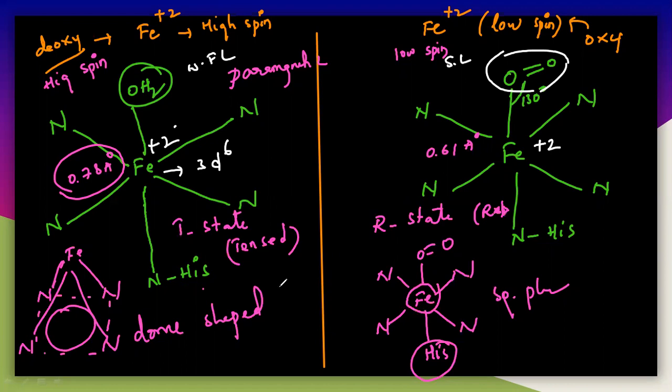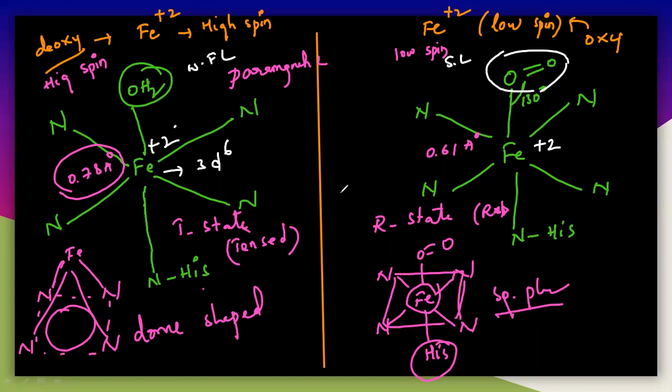Deoxyhemoglobin is a high spin complex with the water molecule as a ligand, so a weak field ligand. Generally it is paramagnetic and it is also called the T state. Reversely, if you take oxyhemoglobin, it has bent oxygen at 130 degrees. It is also called the R state, and you will get the exact square planar. So majorly the difference here.